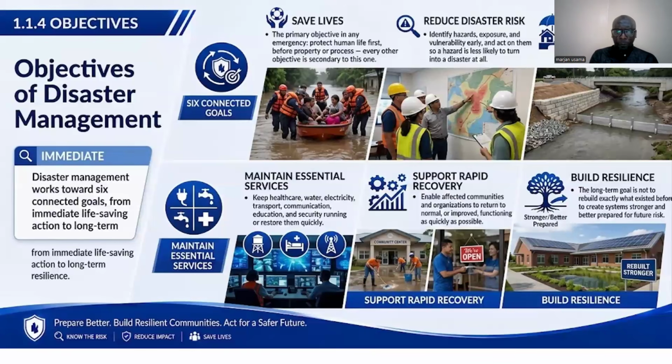Then number 4, maintain essential services. During a disaster, sometimes the electricity supply is cut off, the water supply is cut off, the health services, you cannot get them. So during any kind of disaster, we need to always ensure that the essential services are available. People can get access to clean water, electricity, food, and medicine. So the essential services, they should get them.